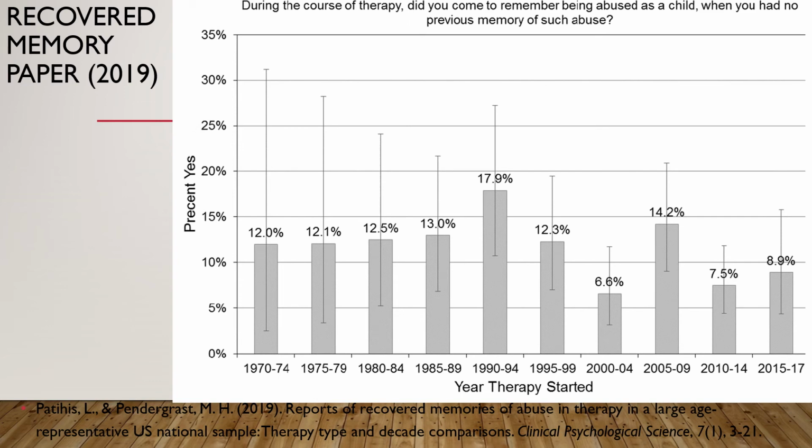Now, the question was, does that continue on to the present day? And surprisingly, we think that we found that it does indeed. There was a narrative that the problem went away. I don't think that narrative is correct. So let's take, for example, the time frame 2015 to 2017. Out of those people who reported they started therapy in that time frame, a full 9% of them reported remembering in therapy being abused as a child when they had no previous memory of such abuse.